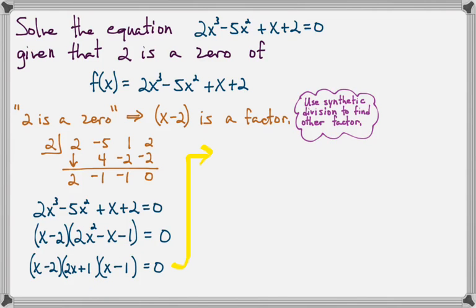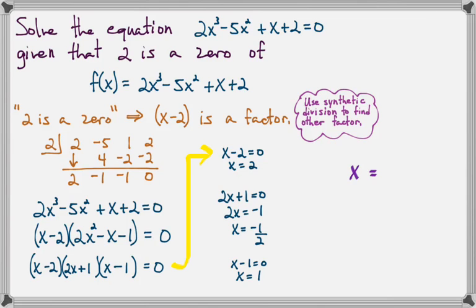And now we're going to get a solution from each factor. The first factor gives us a solution of 2, which we already knew. The second factor gives us a solution of negative 1/2. And the third factor gives us a solution of x equals 1. So those are our three solutions, 2, negative 1/2, and 1.